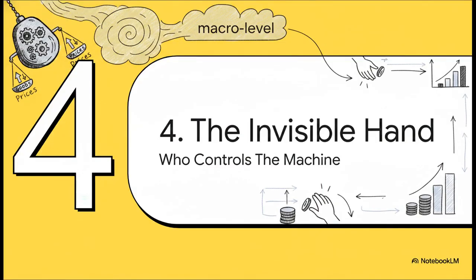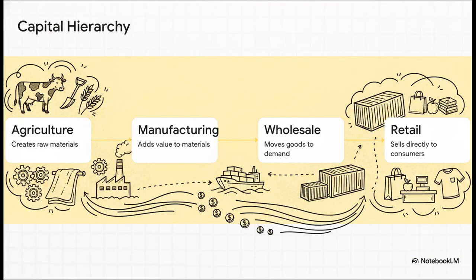Moving on to Section 4, Capital and the Invisible Hand. Who exactly controls this huge economic machine? Let's shift up to the macro level here. First, Smith looked at where capital, which is the money used to create more wealth, should ideally flow. He created a hierarchy of capital productivity. At the very top is agriculture, because it creates the foundational raw materials and food that literally keep society alive. Next is manufacturing, which adds value by turning things like raw cotton into expensive clothes.